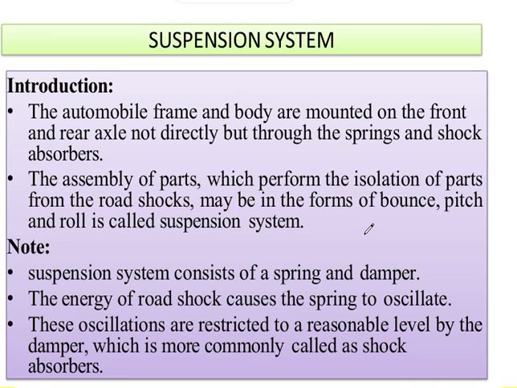Basic introduction of suspension system. The automobile frame and body are mounted on the front and rear axle, not directly but through the springs and shock absorbers. The assembly of parts which perform the isolation of parts from the road shocks, which may be in the forms of bounce, pitch and roll, is called suspension system. Suspension system consists of a spring and damper. The energy of road shock causes the spring to oscillate. These oscillations are restricted to a reasonable level by the damper, which is more commonly called as shock absorbers.